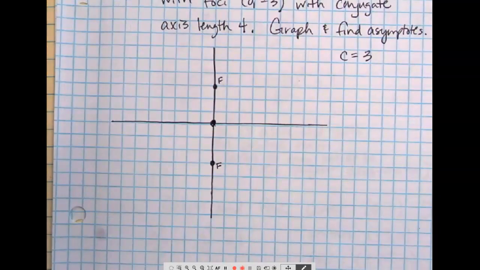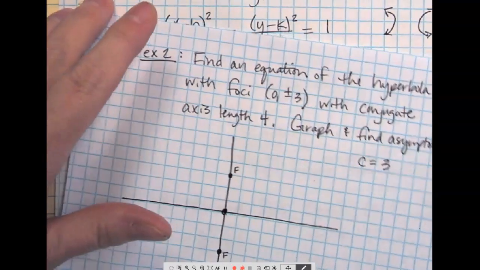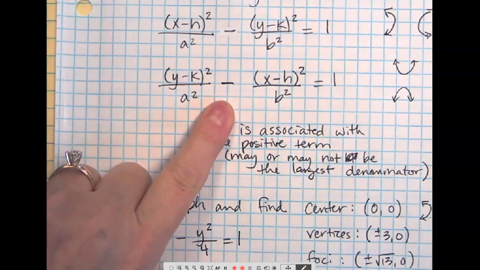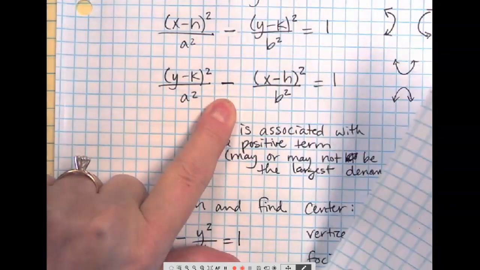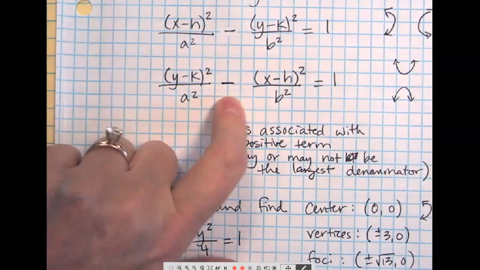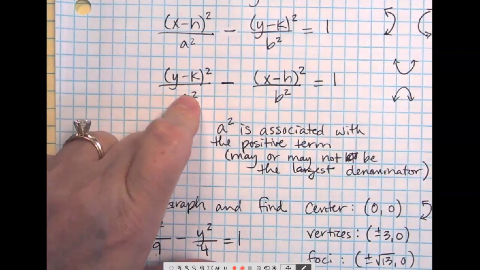I know it's vertical. Okay, so if it's vertical, I'm going to use this as my model. And I know that the center is 0, 0, so I know H and K are 0 and 0.